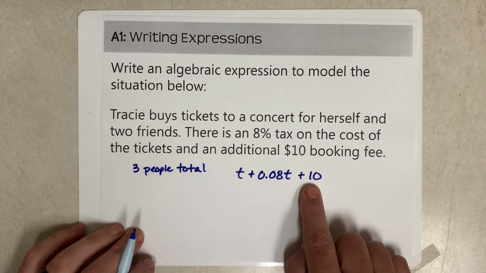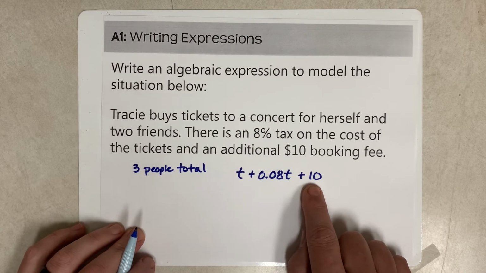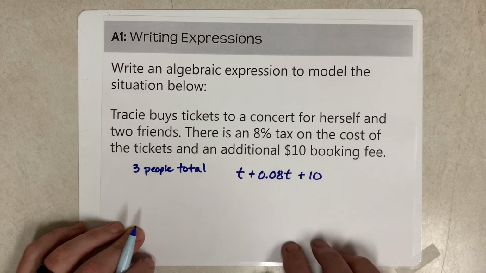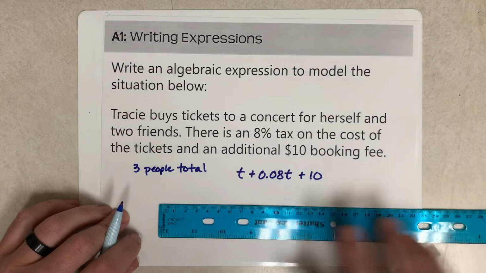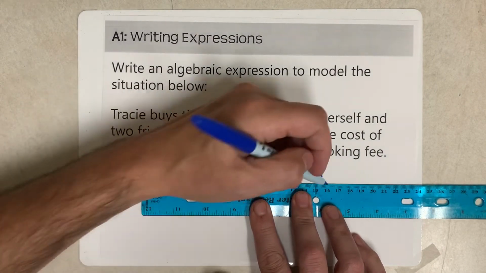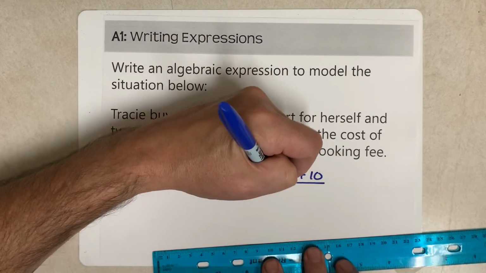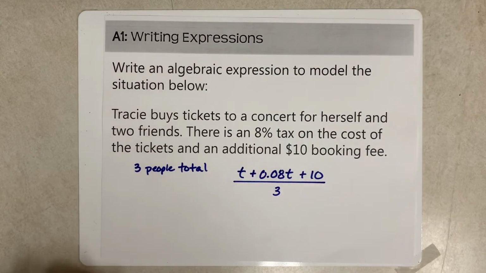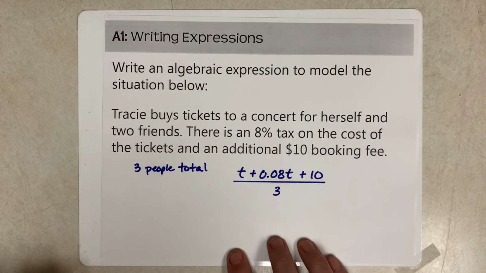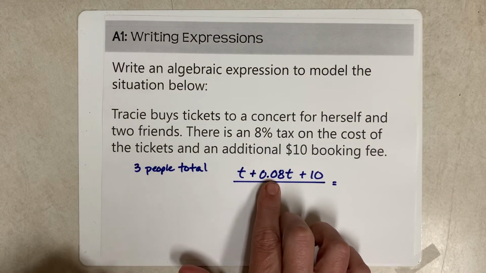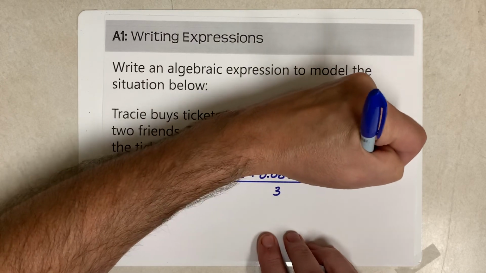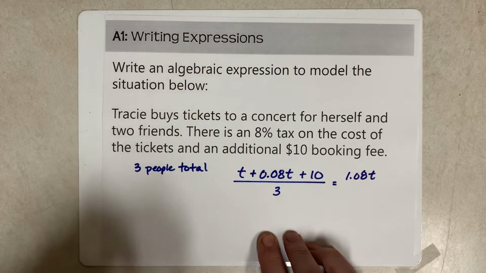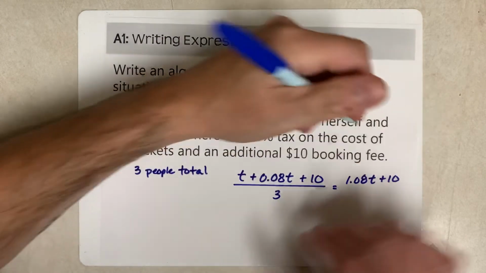So all of this would represent the total cost of the tickets and the booking fee. And it says, well, how much is each person gonna pay? That's pretty much what we're looking for. How much is each person gonna pay? So if we take that and divide it by 3, we're gonna get the cost for each person, which is usually what they would be looking for. So now let's simplify this a little bit. I've got t plus 0.08t, which is 1.08t. I'm thinking too far ahead. Plus 10, and then that's over 3.